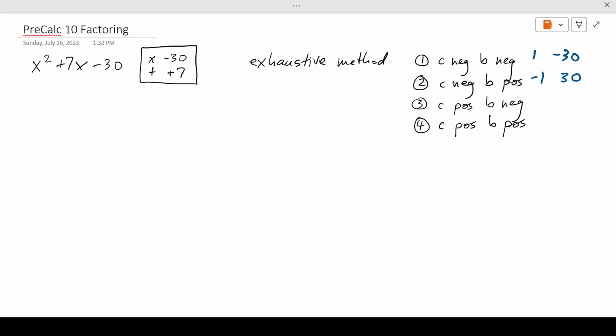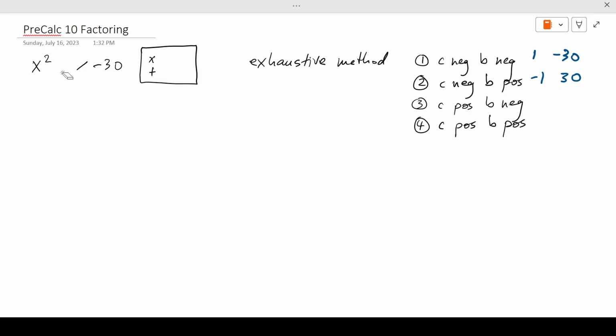Okay, so let's do one example of the third type here. I'm going to change my question. I'm going to make it x squared minus 17x plus 30.